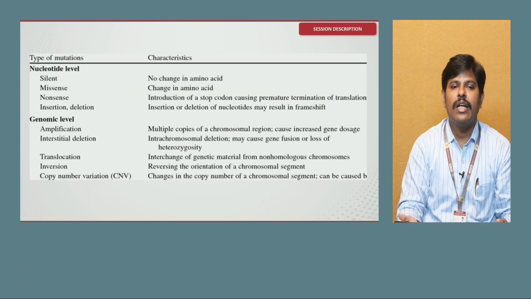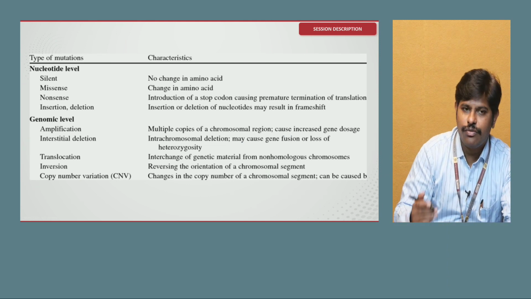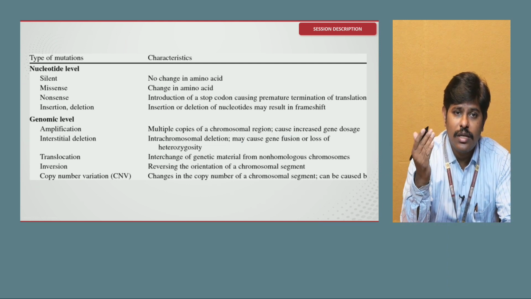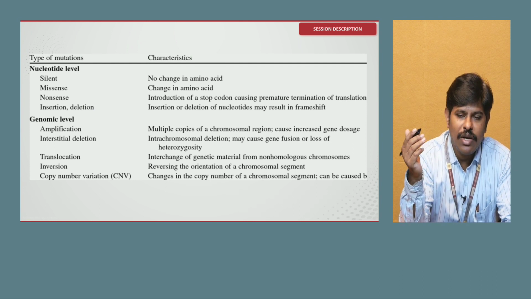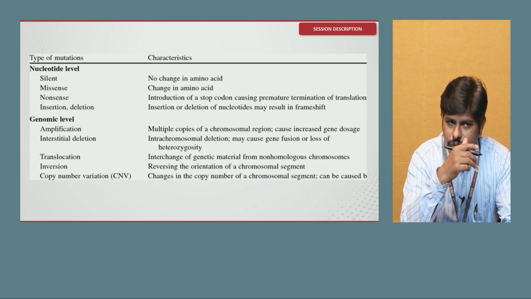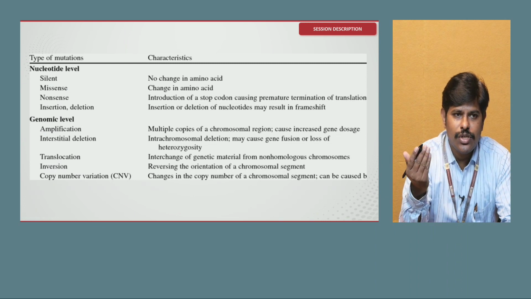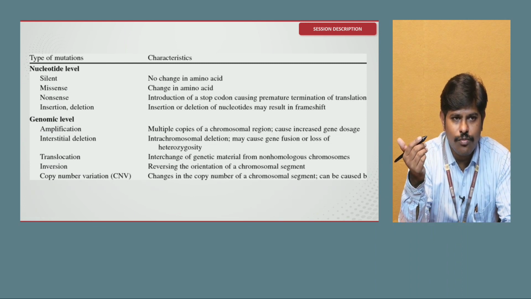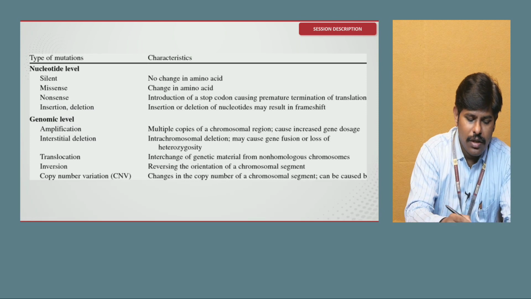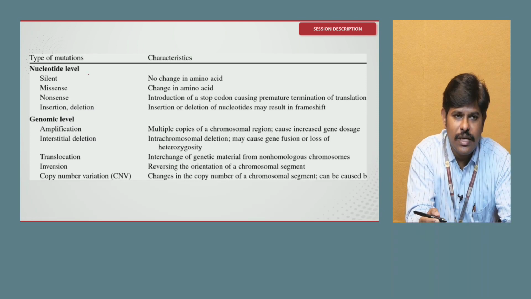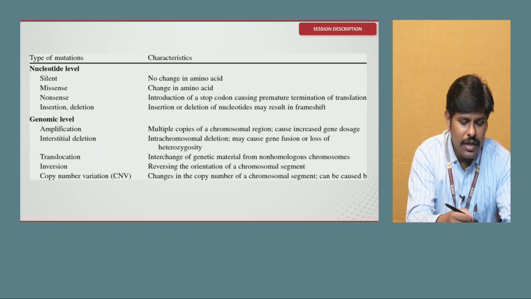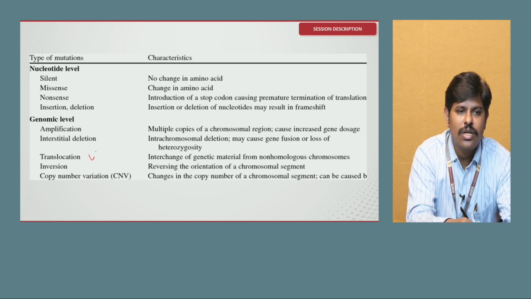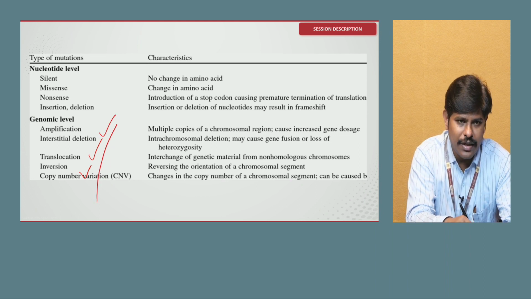So before learning about these methods, we should learn about something called matrices, substitution models for phylogenetic tree constructions. We know that during evolution the DNA will undergo a lot of mutations here. At the nucleotide level there are silent, missense, nonsense mutations, insertions or deletions. At genomic levels amplifications, translocations, inversions and interstitial deletions will happen here.